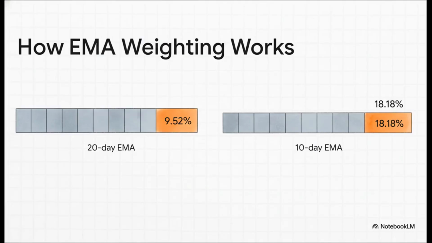So how does it actually do that? Well, it uses a little something called a multiplier. Now don't worry, we're not going to get bogged down in the formula, but the concept is really important. With a 20-day EMA, the most recent price gets about a 9.5% weight in the calculation. But check this out, if you shrink that to a 10-day EMA, the weight for the newest price jumps to over 18%. So the key takeaway here is a shorter period makes for a much more reactive EMA.